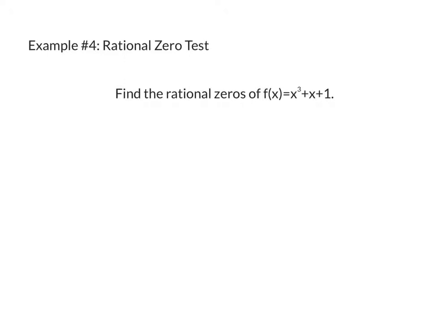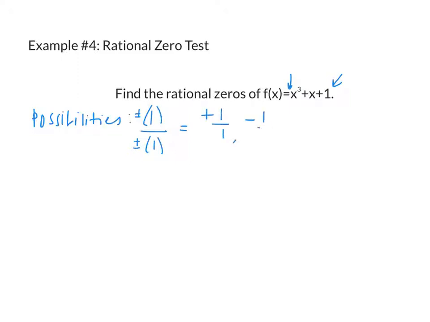Well, our possibilities, first of all, remember, are the factors of the constant term. This is our constant. So the factors of 1 are just 1, okay? And it's always plus or minus whatever we determine. So plus or minus 1 over the factors of the leading coefficient. Well, the leading coefficient is 1 again, so it's still over 1. So our choices, if we wrote them out as fractions, would be positive 1 over 1 or negative 1 over 1, which we know is the same thing as 1 or negative 1.